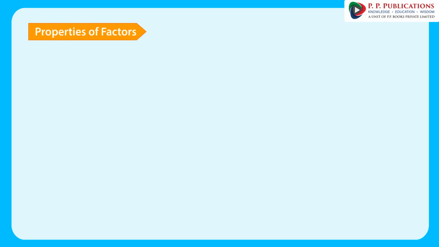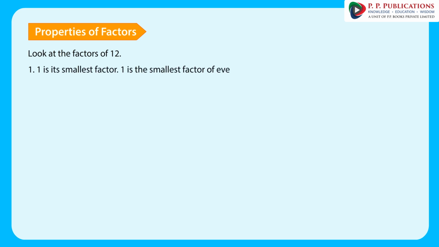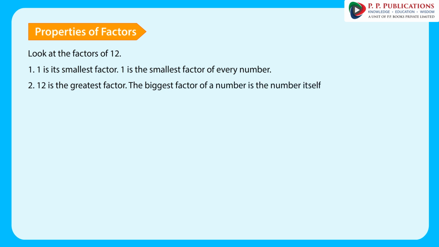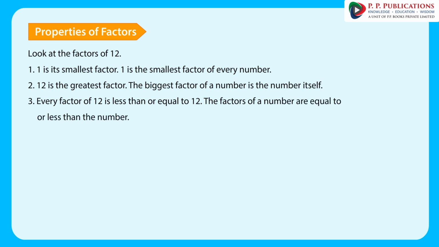Properties of factors. Look at the factors of 12. 1. 1 is its smallest factor. 1 is the smallest factor of every number. 2. 12 is the greatest factor. The biggest factor of a number is the number itself. 3. Every factor of 12 is less than or equal to 12. The factors of a number are equal to or less than the number.